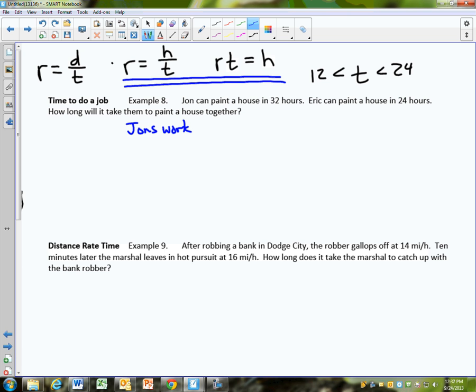John's going to do a certain amount of work. John might paint, is John going to paint more than 50% of the house or less than 50% of the house? He's going to paint less because it takes him 32 hours to paint one. Whereas is Eric going to paint more than half the house or less than half? He's going to paint more. If you add John's work together and Eric's work together, how many houses will they paint? They'll paint one house.